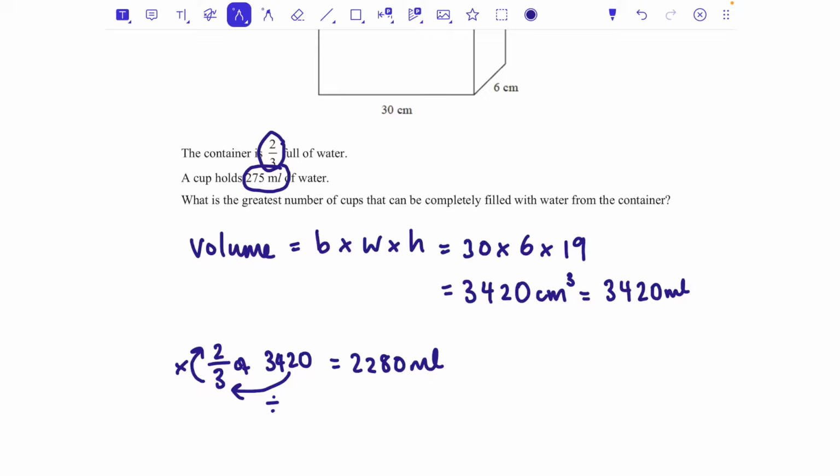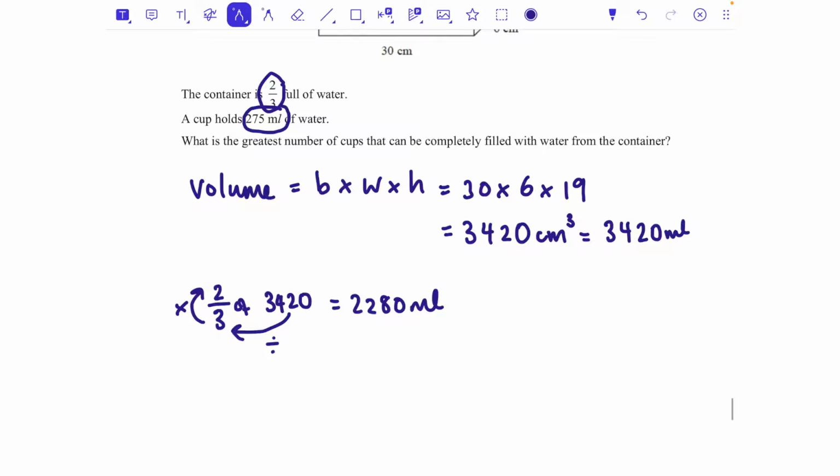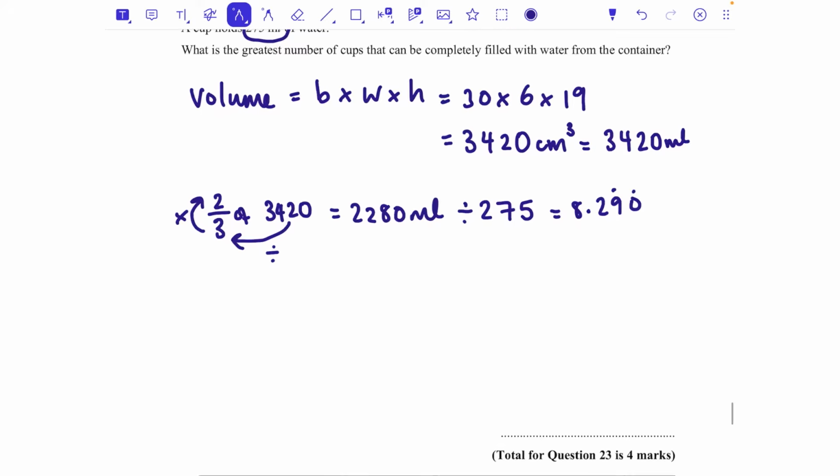So that's how much liquid we've got in the container, and we're now going to share that into 275 millilitre cups to see how many we can completely fill. Now, if we're sharing it into cups, we know that that means we need to divide. So 2,280 divided by 275 is going to be 8.290, and the 9 and the 0 are recurring. Now, even if that was 8.8, we wouldn't round it up because it's saying how many cups can we completely fill with water. And so it's just going to be the whole number part. So 8 cups would be your final answer.